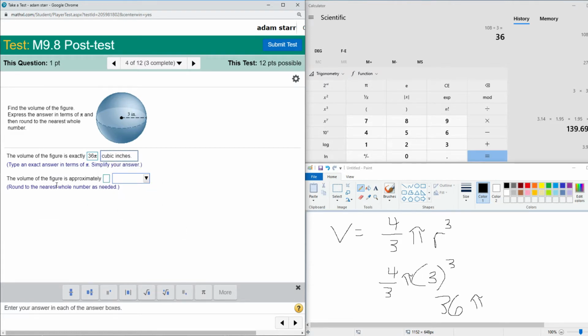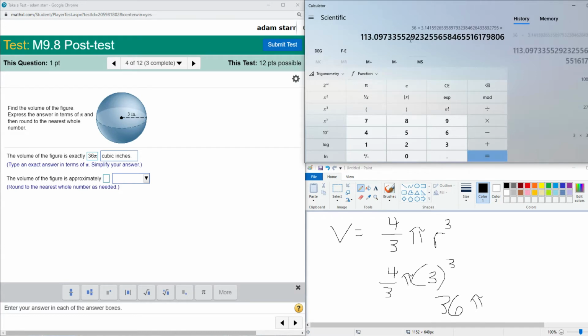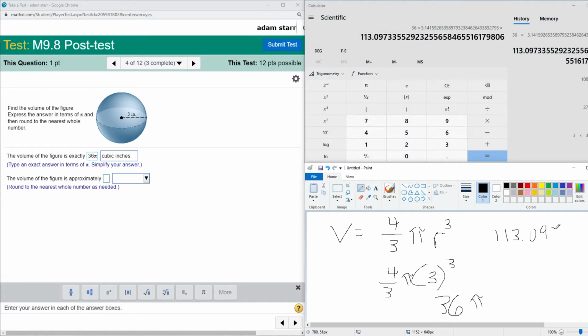And then it wants the approximate. So I know it's 36 pi, so I'm going to take my 36 and multiply it by pi. So 36 times pi is 113.097. And it says round to the nearest whole number. So this would be 113 cubic inches as well.